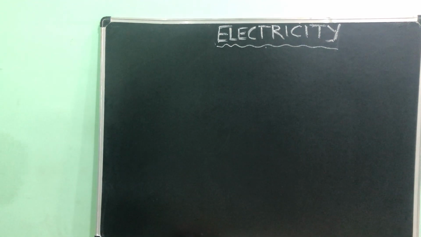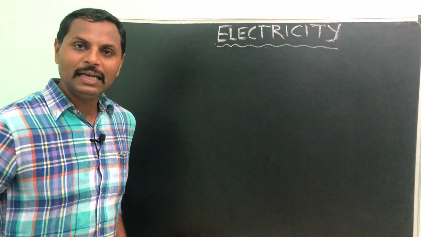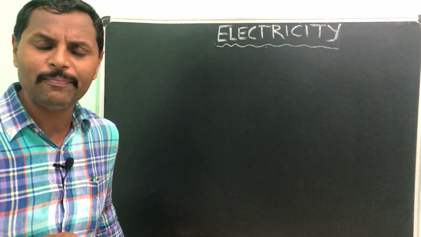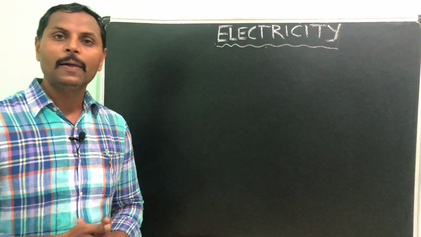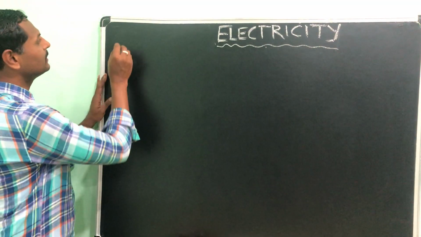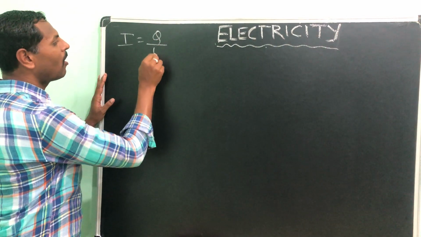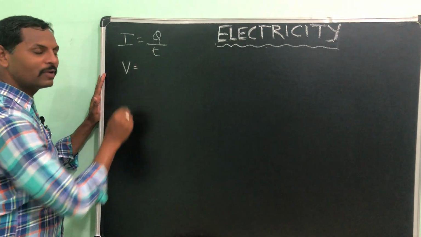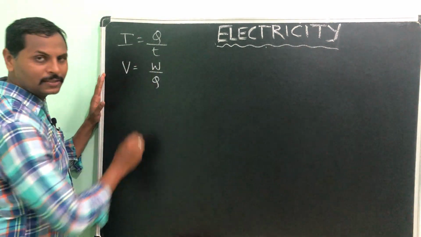Okay, welcome back to the second video on electricity. As we already discussed in the first video, many things about electricity. Especially we have seen some formulas, that is, current is nothing but the rate of flow of charges, and even potential difference we have discussed, that is work done per unit charge.